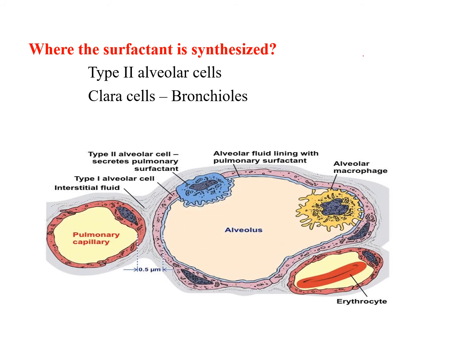The type 2 alveolar cells are present in the alveolus. See here, this is the alveolus. It contains two cells, type 1 alveolar cells and type 2 alveolar cells. The type 1 alveolar cells are present in the interstitial fluid, and the type 2 alveolar cells are present on the surface. They synthesize the surfactant and form a film on the surface of the alveolar membrane. Thus it reduces the surface tension. The second important cell is the Clara cell, present in the bronchioles, which also synthesizes a minimum amount of surfactant.